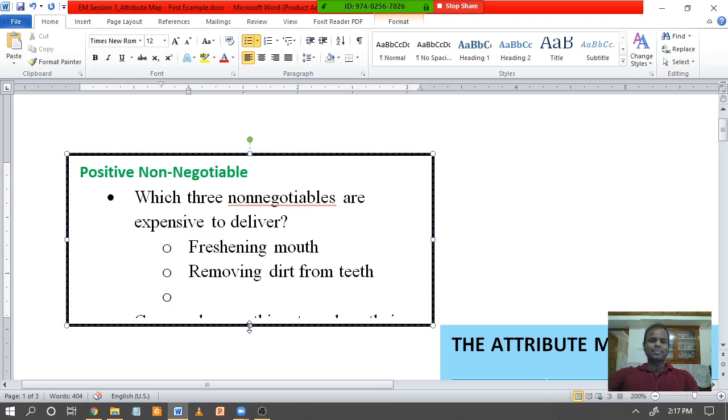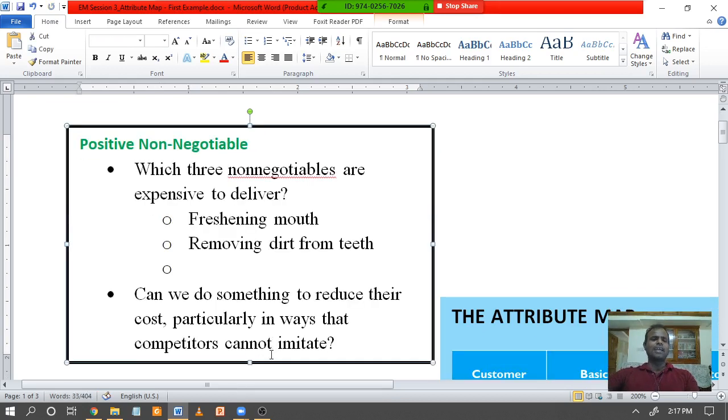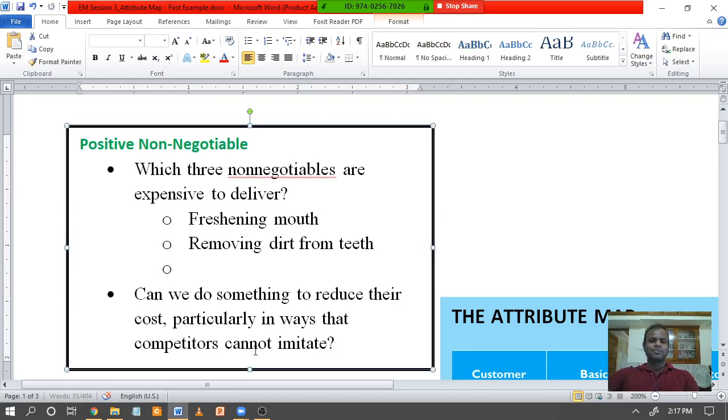Then, what are the other non-negotiable things? Any toothpaste I choose should do this. It should create a fresh feeling in your mouth. It should remove dirt from the teeth. Okay, let's stick to these two for the time being.